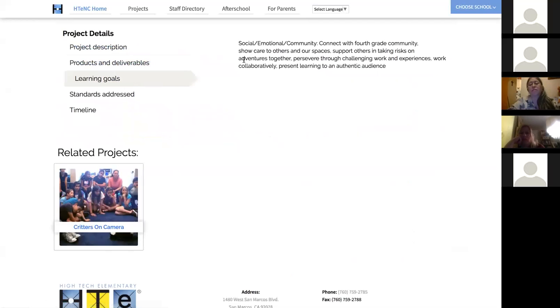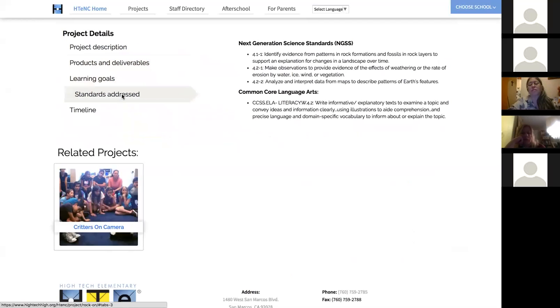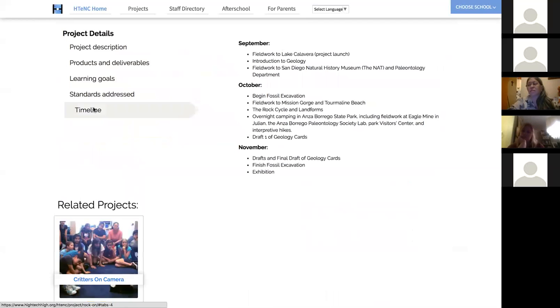These were their learning goals. They had social emotional goals, it looks like. And this doesn't mean that you forget standards, by the way. I think you design the project first and then you figure out what standards meet it next. So this addressed both the Next Generation Science Standards and Common Core Language Arts. And then they have a nice outline of what this looked like. Project-based learning typically takes a little bit longer than just a unit, maybe. So that's another thing to think about: project-based learning allows for deeper learning as opposed to more superficial learning.